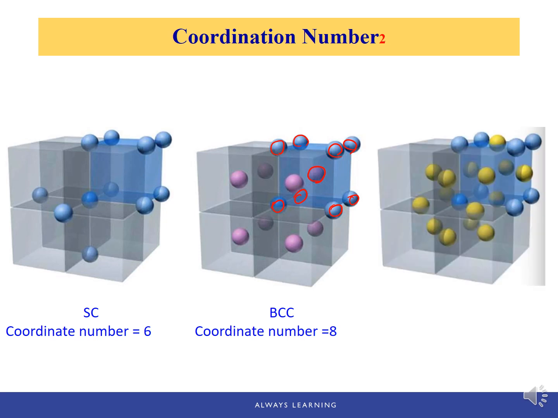And next is the FCC structure, which is a little bit more complicated. If you choose this corner atom and then count the number of nearest neighbors, the nearest atoms to this corner atom are the face atoms, which are the yellow balls shown in this figure. To be more specific, those are the yellow balls located at the center of these adjacent faces. So here are 4 faces on the top layer, 4 in the middle, and 4 on the bottom. So 4 plus 4 plus 4, a total of 12. So the coordination number for the FCC structure is 12.